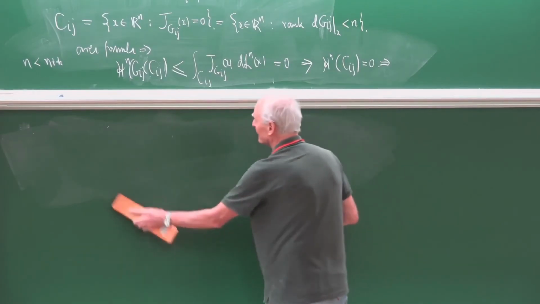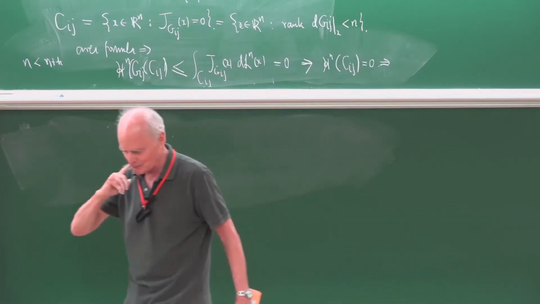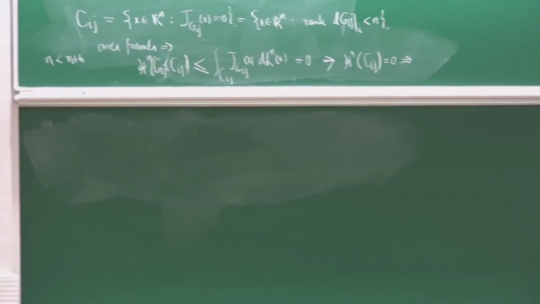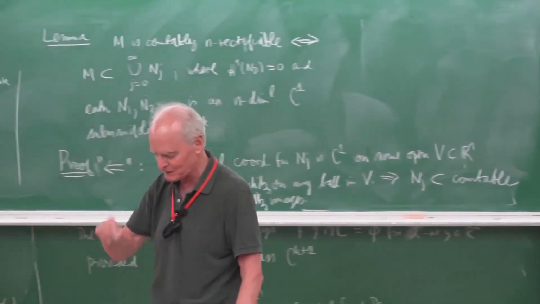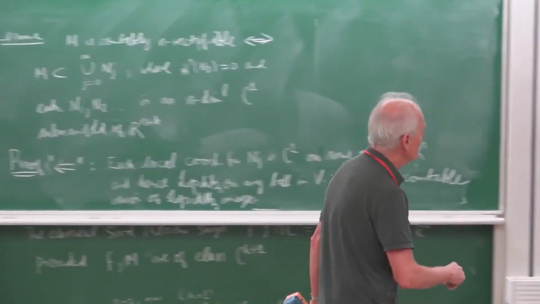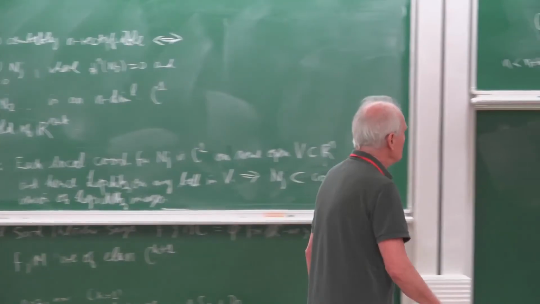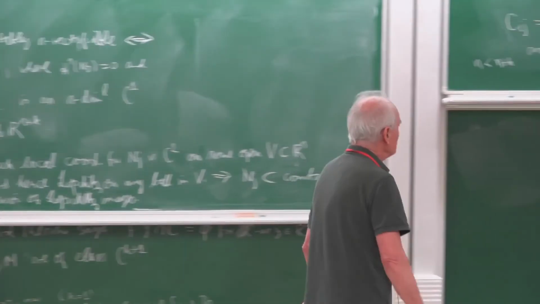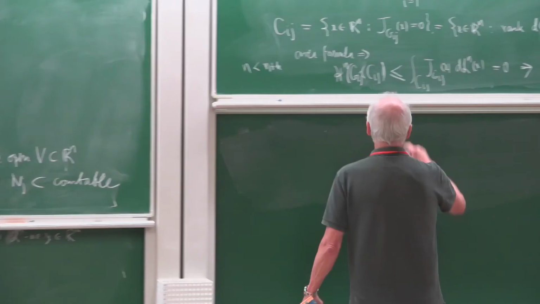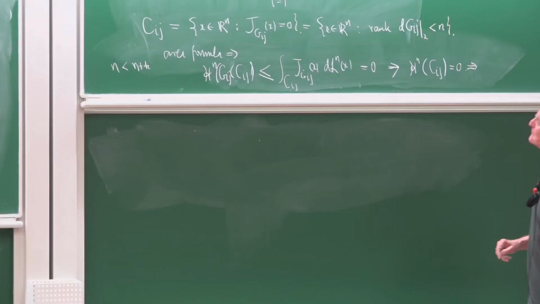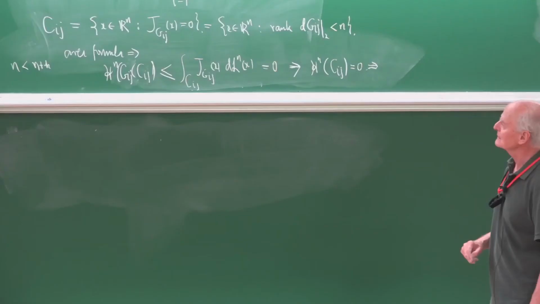So this is what the area formula tells us. The area formula tells us immediately that the image of the critical set has measure 0. Good. Okay, so that's that. I think that we're back on track there. And so now that takes care of the images of the critical sets.